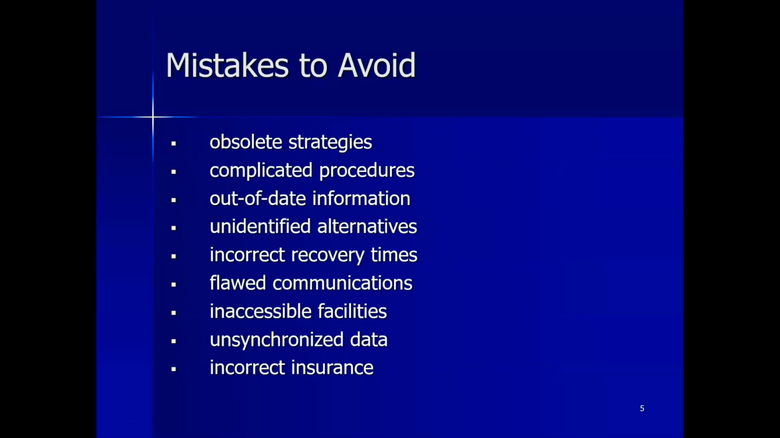So the business continuity plan intends to avoid and exclude obsolete strategies, complicated procedures, out-of-date information. So these are just mistakes to avoid. Also, unidentified alternatives, incorrect recovery times, flawed communications, inaccessible facilities, unsynchronized data, and incorrect insurance.